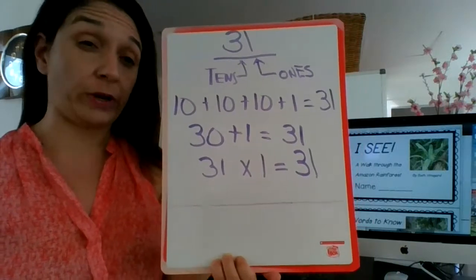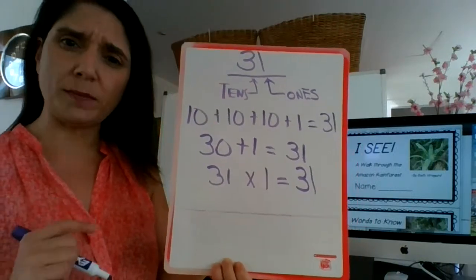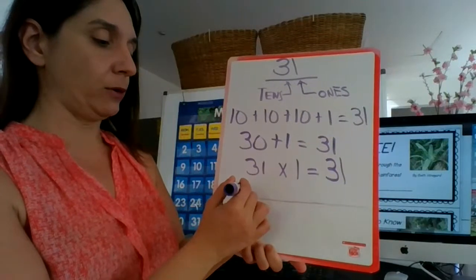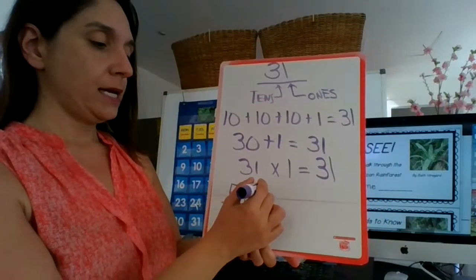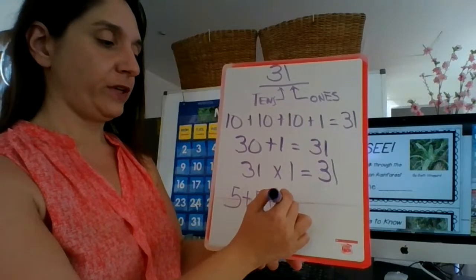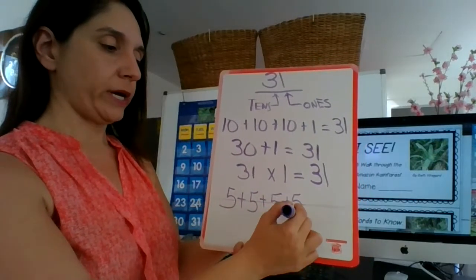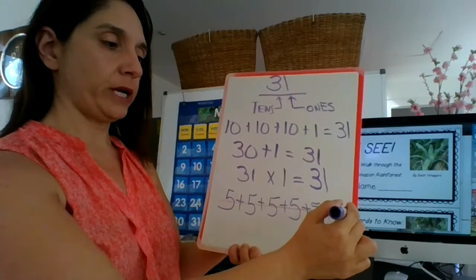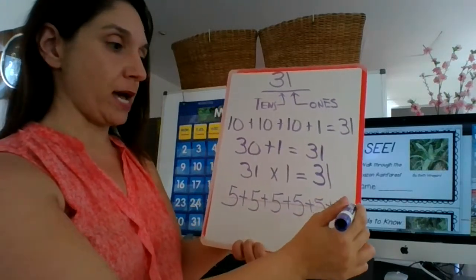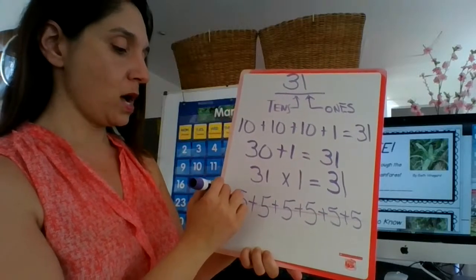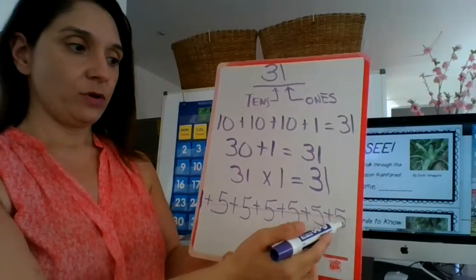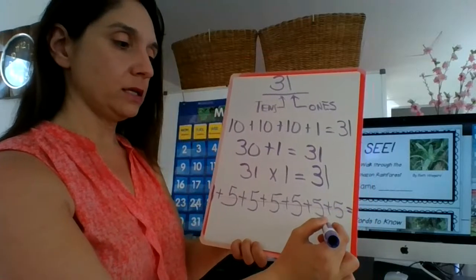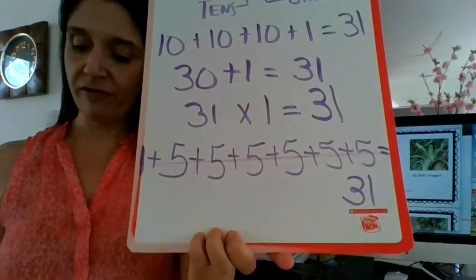Now, Karen, our teacher friend Karen from Canada, is telling us to do it by fives. How many fives would I need? Let's count. How many fives do I need to get to 30? Let's count with me. Ready? 5, 10, 15, 20, 25, 30. And then I need to add 1, right? So if I have 1, 2, 3, 4, 5, 6 fives plus 1 equals 31. Very good.